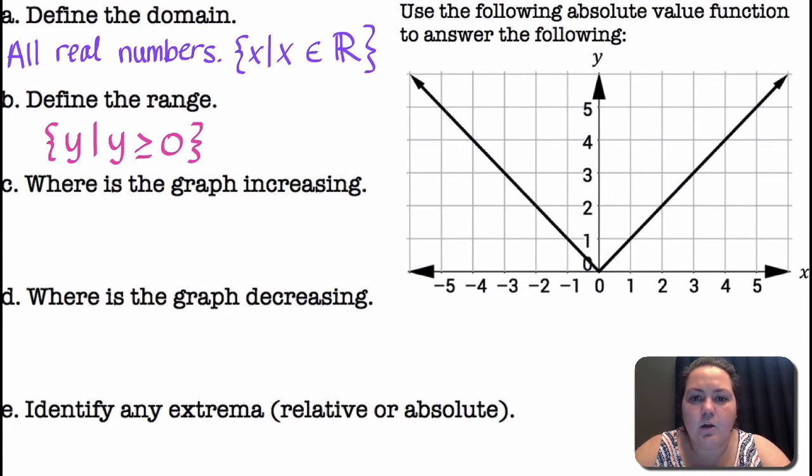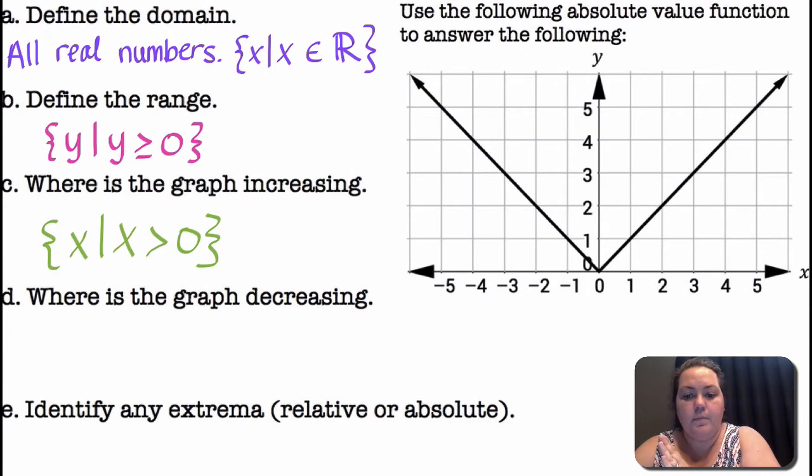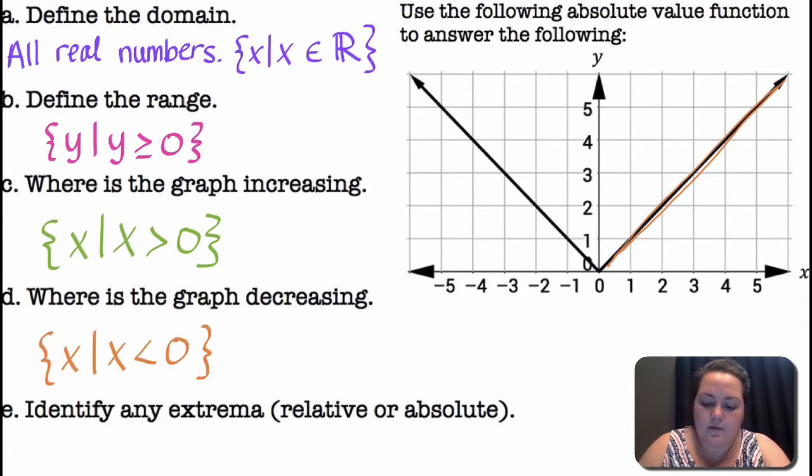Where is the graph increasing? So where is all of the values going up? So that is everywhere where x is greater than 0. So everything over here is where the graph is increasing. Where is the graph decreasing? It will be everything over here on this side, where x is less than 0.